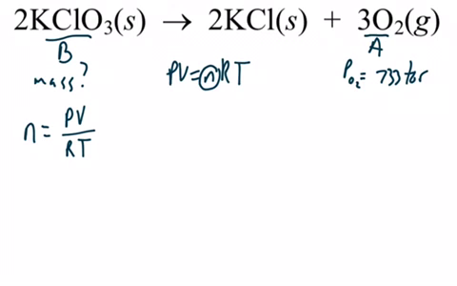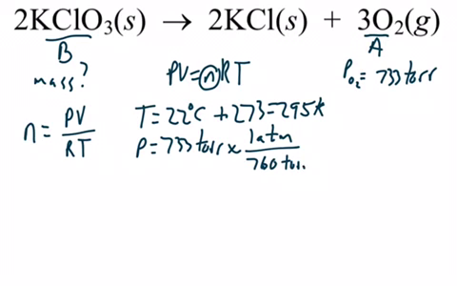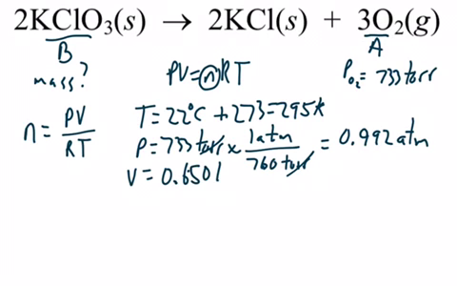So let's do some conversions here before we start. First thing we got to do is get that temperature and add 273. That will get us to 295 Kelvin. The pressure needs to be changed. It is in torrs. If you recall, 1 atm is equal to 760 torrs. So we'll go ahead and divide that, and you're going to get 0.992 atm. And fortunately for us, the volume is already in liters. It's 0.650 liters.